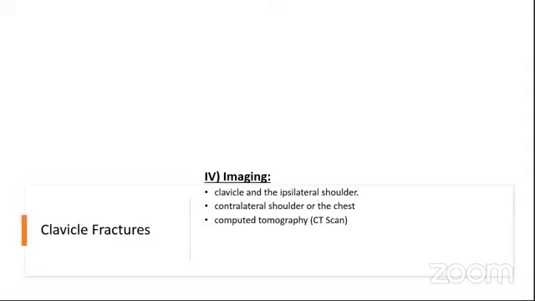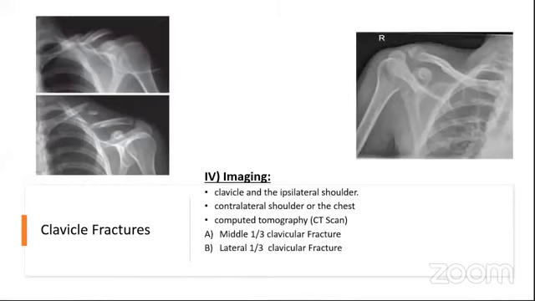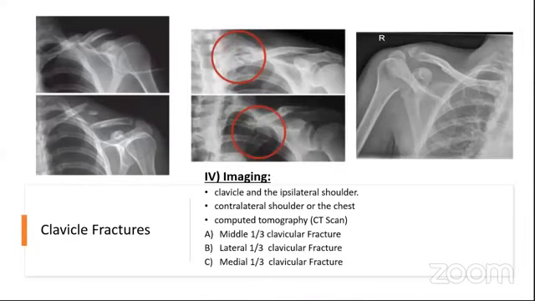So if you make an X-ray, you will see one of three images: either a medial third of the clavicle fracture, a lateral third of the clavicle fracture, or a middle third fracture, which is very rare to see.